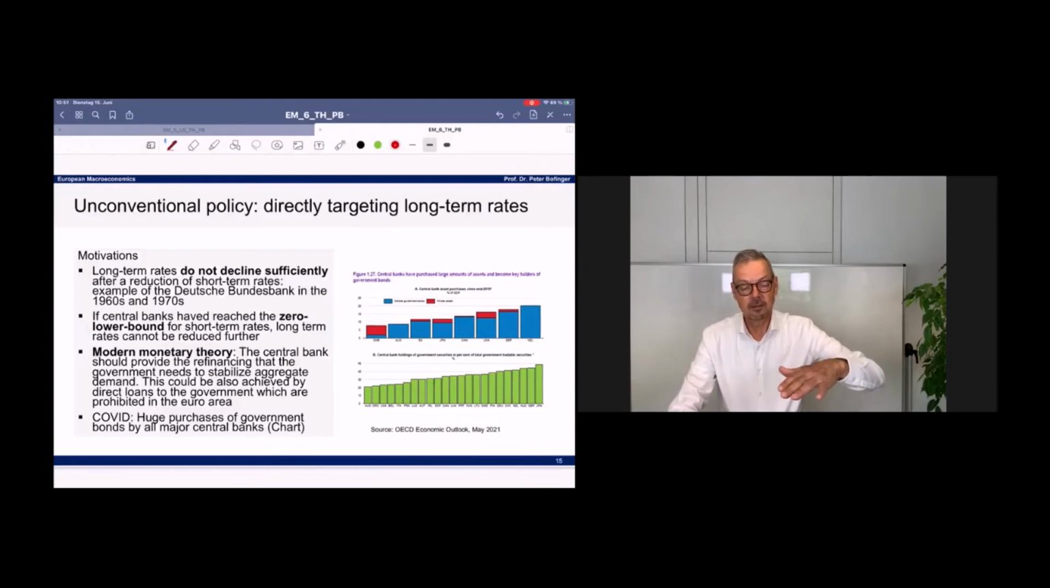And then, of course, the idea is, how can we get the long-term rate down once we have reached the zero lower bound? In this situation, the central bank can try to target long-term rates by purchasing government bonds. And if you purchase government bonds, of course, the direct effect is that their price goes up and the yield comes down.